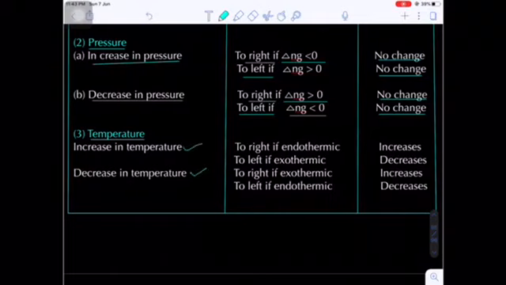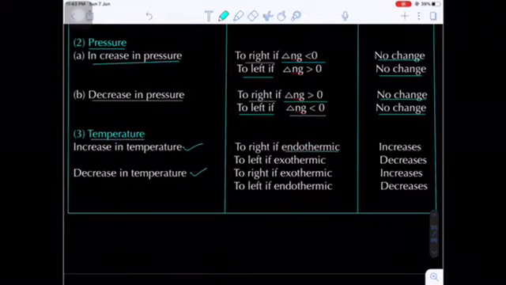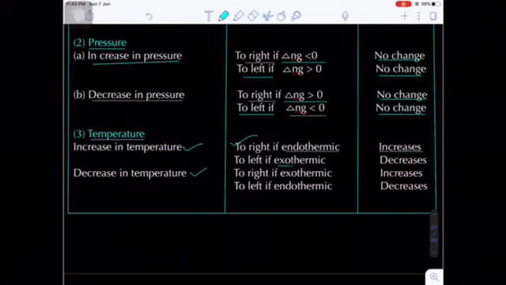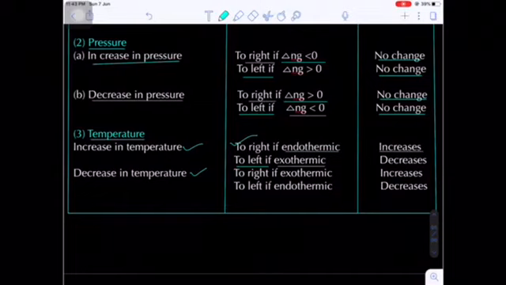Now here, increasing and decreasing of temperature. There are two types of reactions, exothermic and endothermic. In an endothermic reaction, if you increase the temperature, the system tends to move in the forward direction. And in an endothermic reaction the equilibrium constant is directly proportional to temperature, that's why the equilibrium constant increases. Let's suppose it is an exothermic reaction, then the system tends to move in the backward direction. Are you getting my point? In an exothermic reaction, if you increase the temperature, what happens to the equilibrium constant value? It decreases.